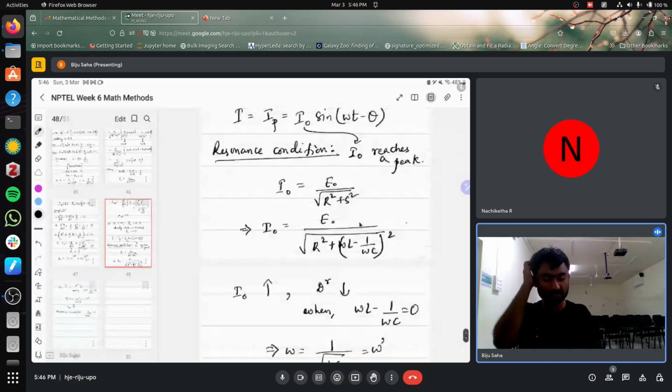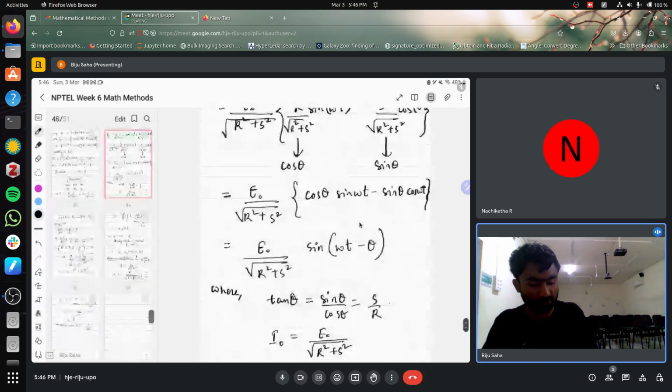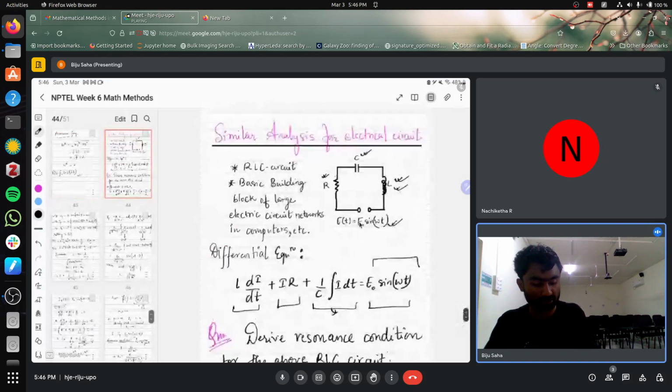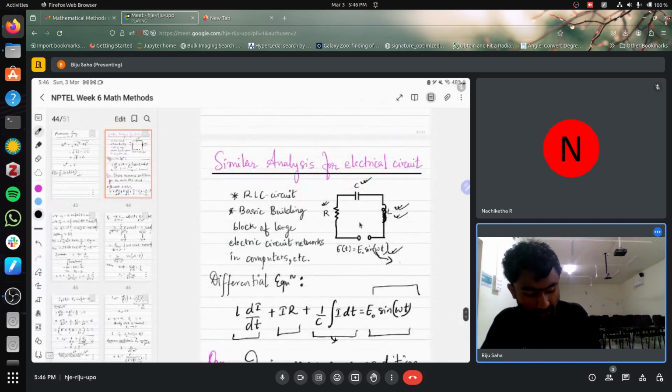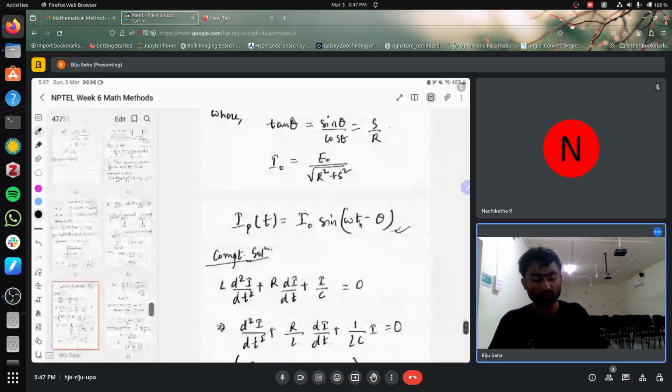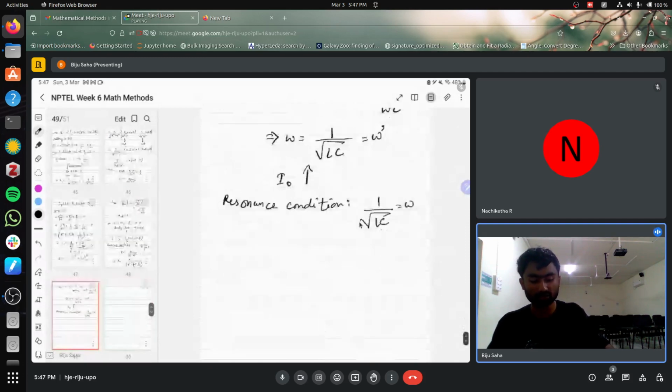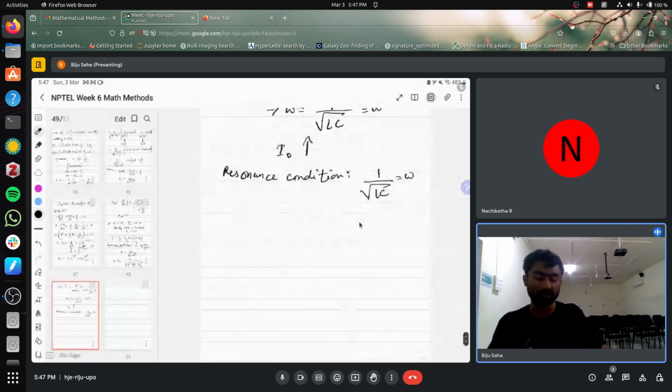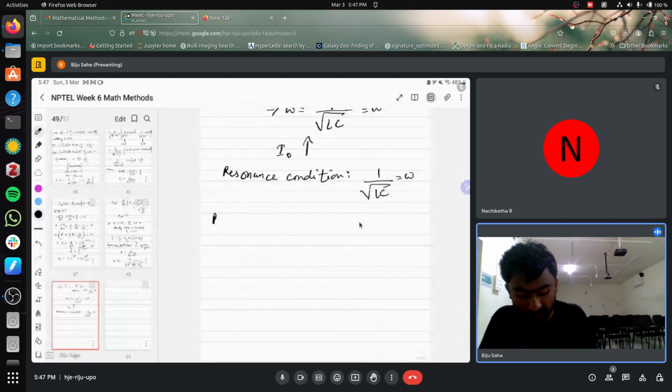So if your driving frequency, that is this particular omega, is 1 by root of LC, at that point, the resonance, the current in the circuit would reach a peak. So that is what is meant by resonance here. Another thing that is mainly important in electrical circuits is the resonance condition. This is the current resonance condition, where the current in the circuit would reach a peak.